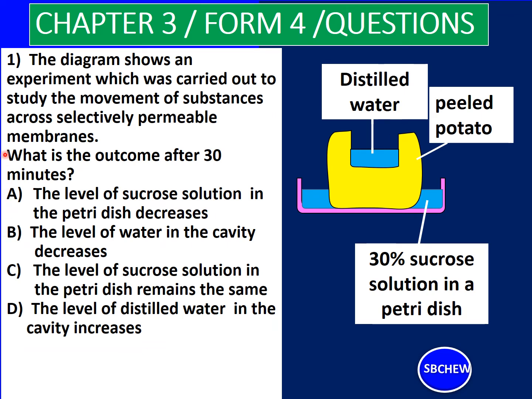Let's look at question 1 now. The diagram shows an experiment which was carried out to study the movement of substances across selectively permeable membranes. What is the outcome after 30 minutes? Here is a potato that's peeled, and then a part of it was cut out to produce a cavity. Distilled water was filled into the cavity, and the whole potato was immersed in 30% sucrose solution in a petri dish.